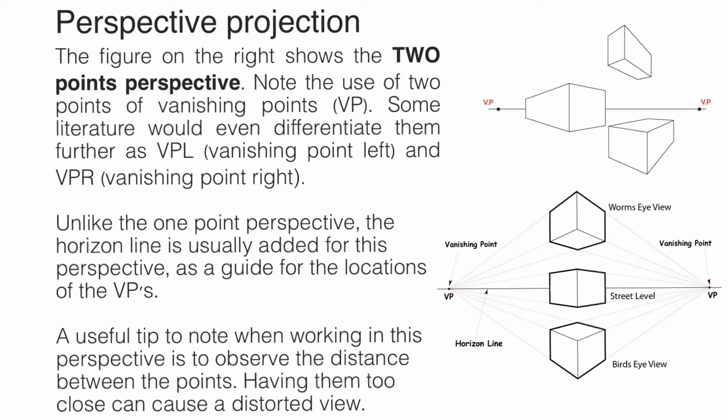This is somewhat different when you take a look at two-point perspective. In two-point perspective, instead of one, we have two vanishing points. In some literature, we refer to these as VPL, or vanishing point on the left, and VPR, or vanishing point on the right. One key difference is that for two-point perspective, only the vertical lines, or lines perpendicular to the horizon, will remain in their original orientation, whereas the other lines will converge to either the VPL or the VPR.